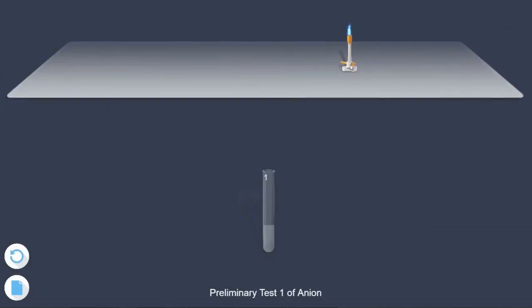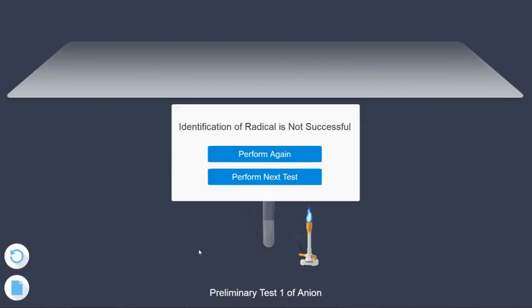Since there is no change, heat the content of the test tube. There is no gas evolved after heating, hence go for step 2, that is preliminary test with concentrated sulfuric acid by clicking Perform Next Test.